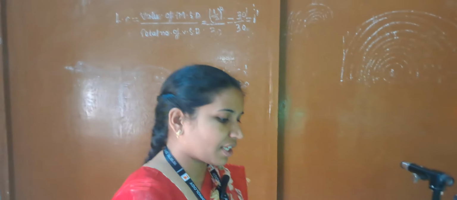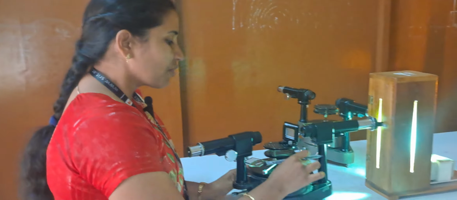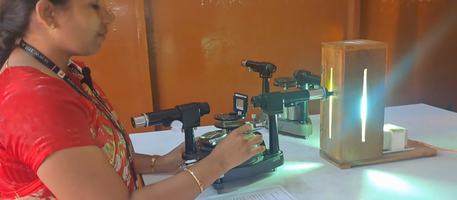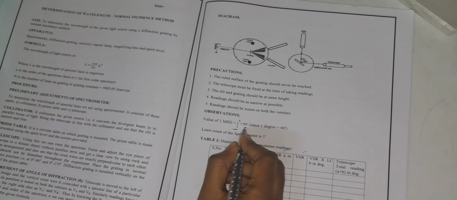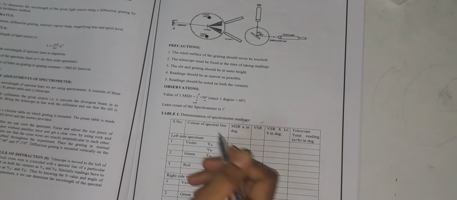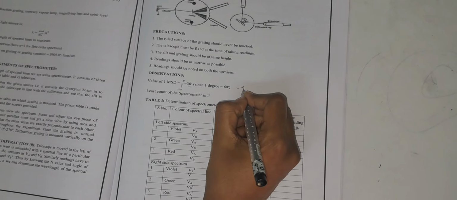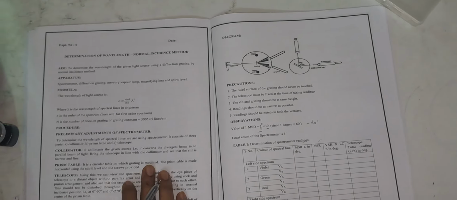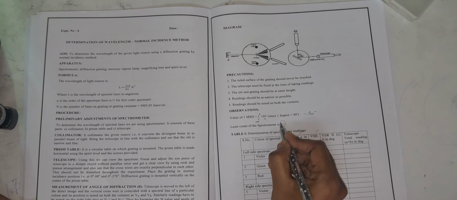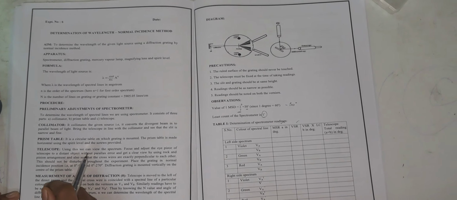In the spectrometer experiment, as you can see in the main scale and the vernier scale, the value of one main scale division is 30 minutes, and the total number of vernier divisions is 30. So according to the formula I have given, substituting all the values, we can get the least count of the spectrometer is 1 minute. 30 minutes by 30, 1 minute.